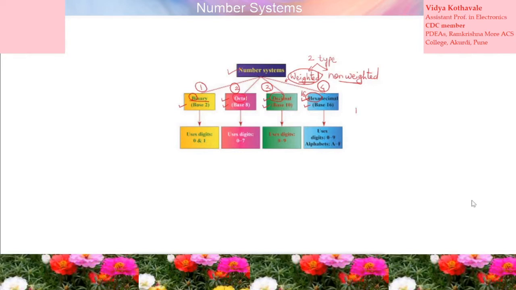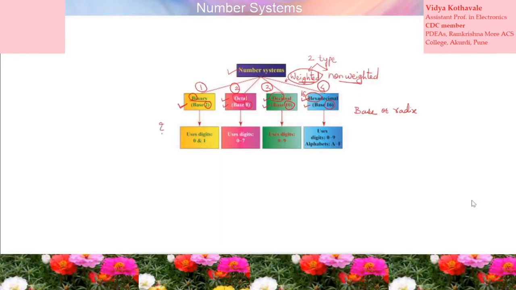Now we came across the word base. This base is also termed as radix. So the base or radix of binary number system is 2, base or radix of octal number system is 8, base or radix of decimal number system is 10, base or radix of hexadecimal number system is 16.